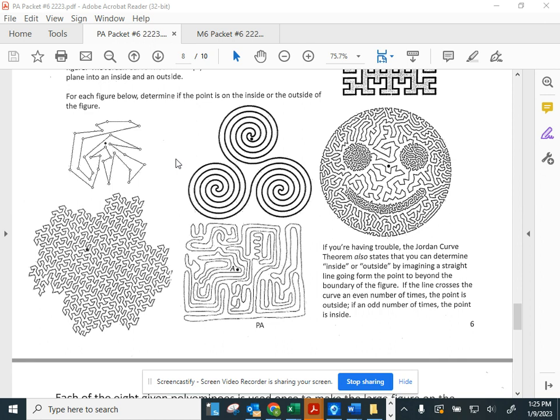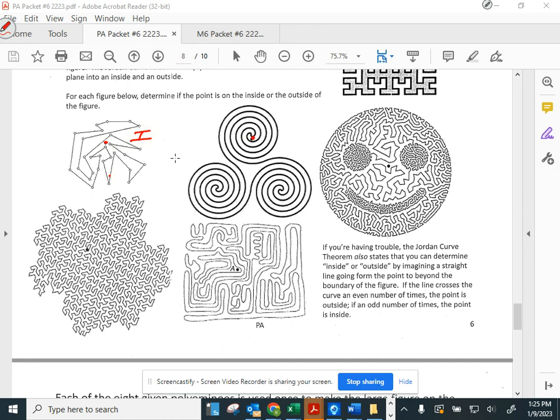Okay, for this one, we need to decide if our dot is inside or outside of the figure. So if we look at this first one, our dot is right here. I'm going to look and say, can I get my dot outside? Tracing it through like it's a maze, and there is no path that gets me outside. It's blocked. So it is on the inside. So I'm just going to mark it as the inside.